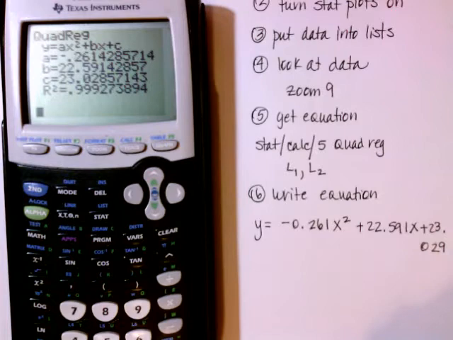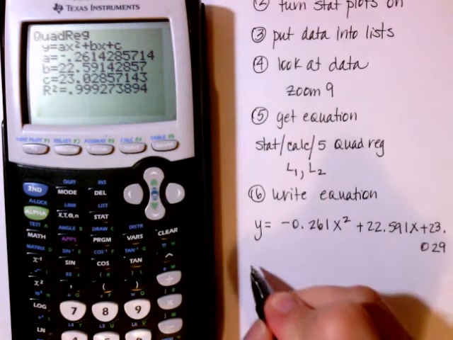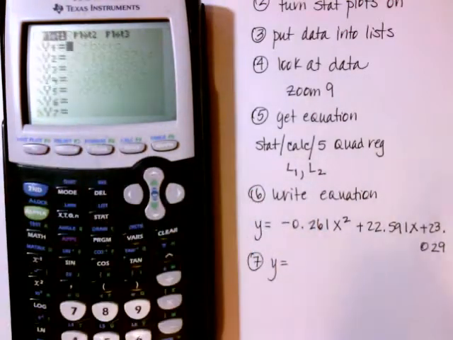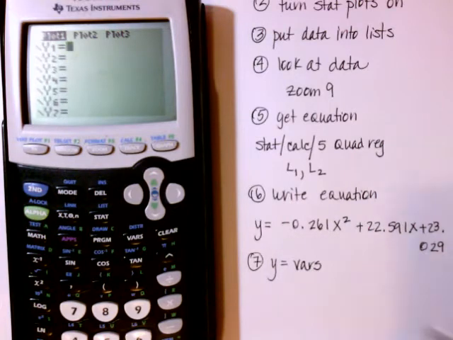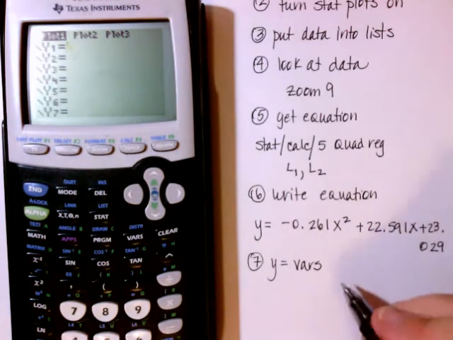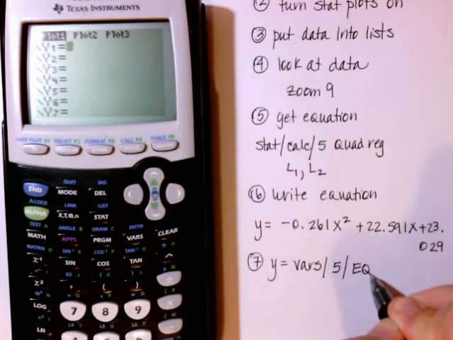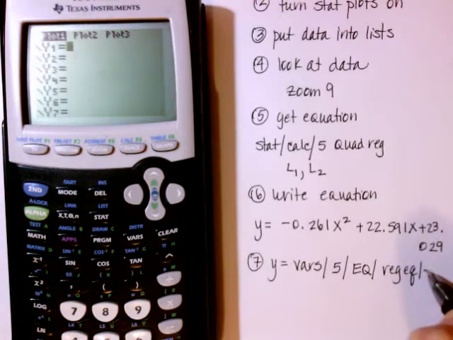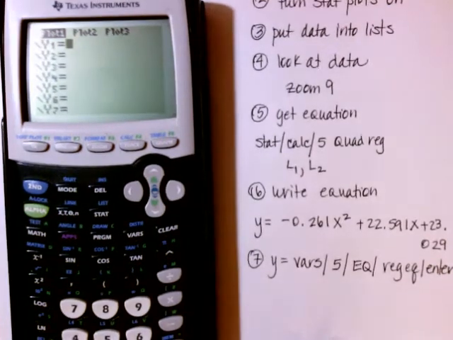Alright, so now that I have my equation, now what I want to do is put this into my y equals so I can use it. So I'm going to go to my y equals, and then I'm going to push these buttons. So I'll write it down and then we'll go back and do it. I'm going to push VARS for variables, and then I'm going to do 5, and then equation, and then regression equation, and then enter. Alright, so those are the steps that we're going to take.